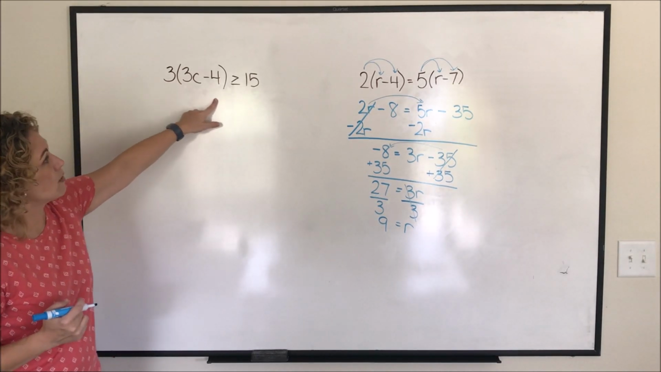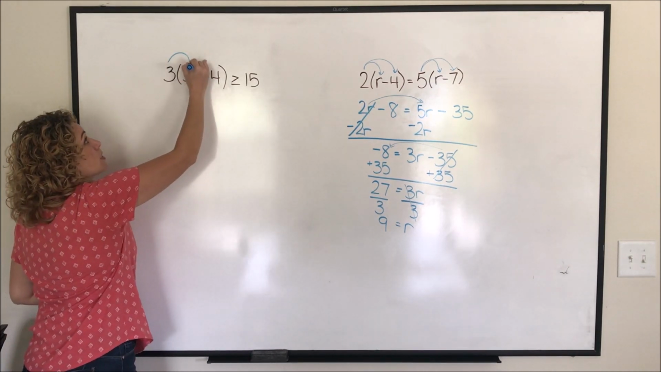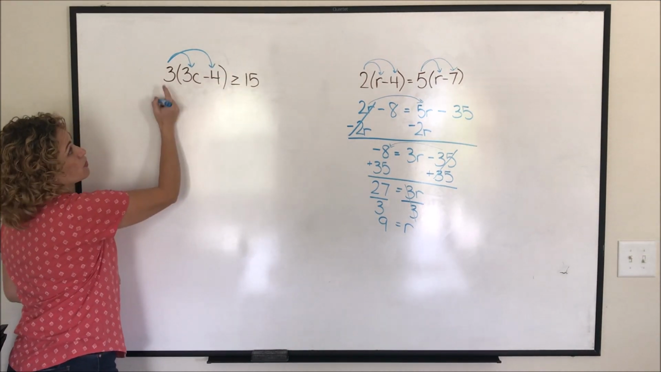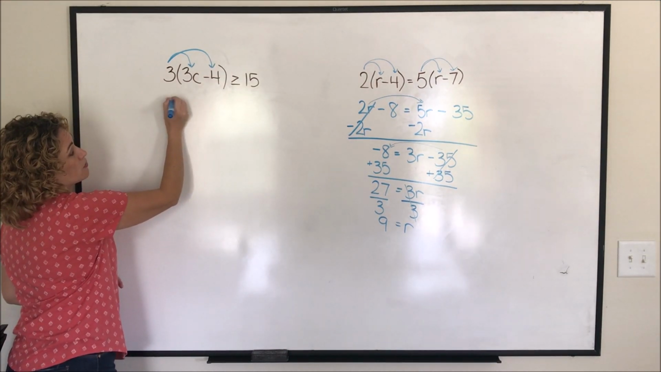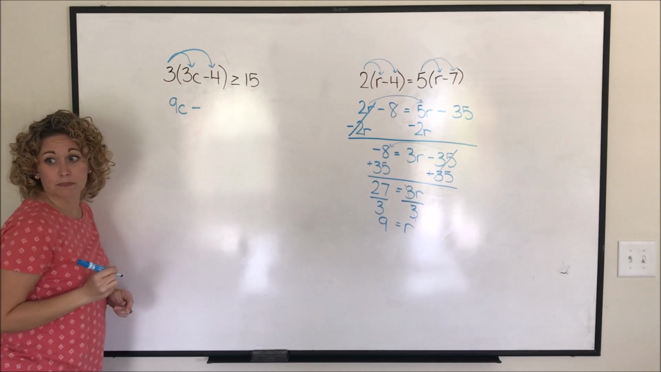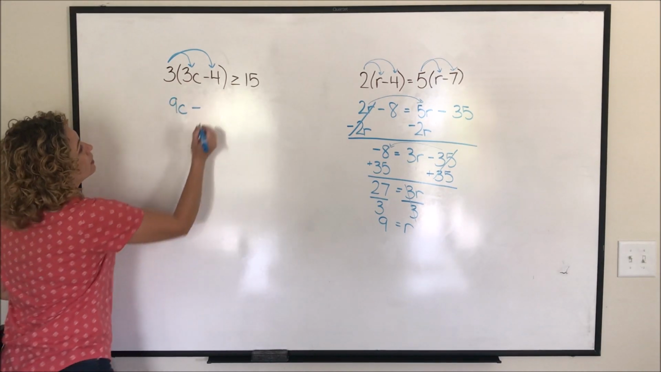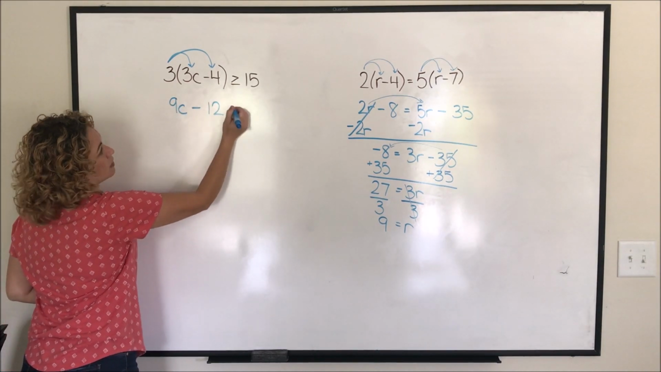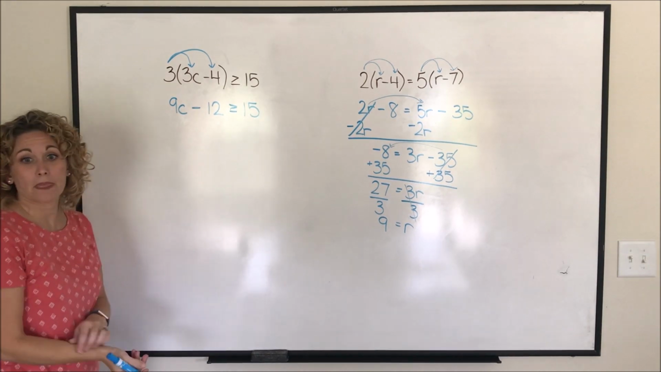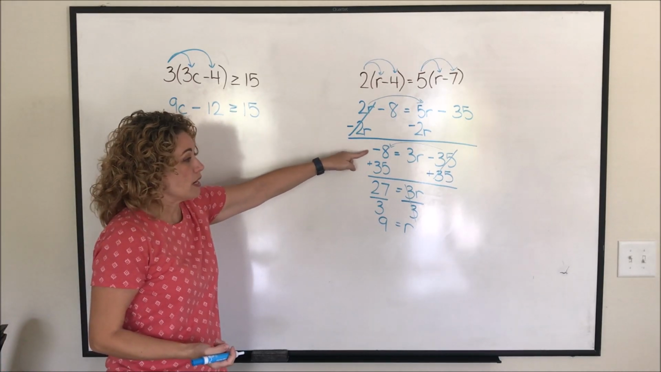All right, so this next one looks a little bit easier. You can see, again, we have the distributive property. So we're going to distribute that 3 to both pieces. So 3 times 3c, 3 times 3 is 9c. Keep this on. Then we have 3 times the 4, which is 12. Greater than or equal to 15.